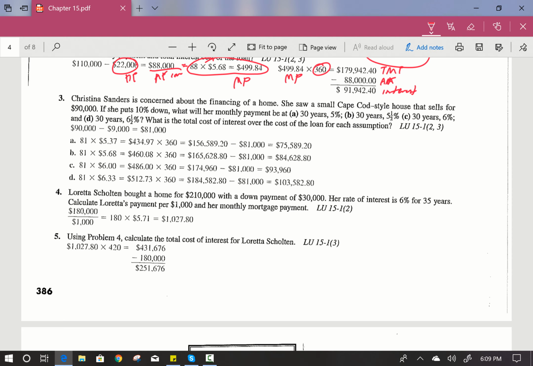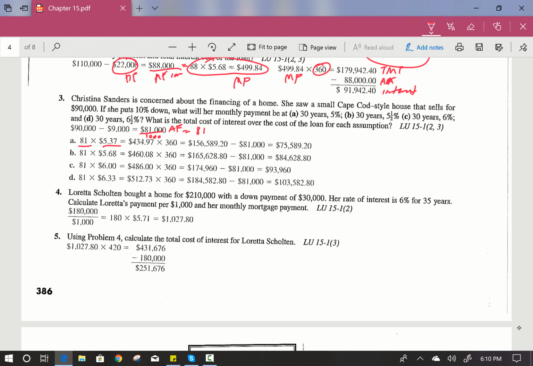Okay, so first of all, 10% of 90,000 is 9,000, so we're going to subtract that from 90,000 to give us the amount financed of $81,000. That's the amount of the mortgage. Divide that by 1,000 for the table, and that's going to equal 81. Now the first thing I want to do is find the corresponding factor of 30 years and 5% on that chart. And that's going to be 5.37 times 81.